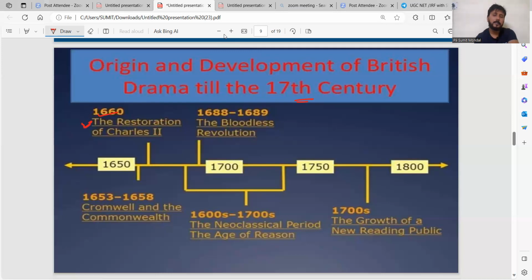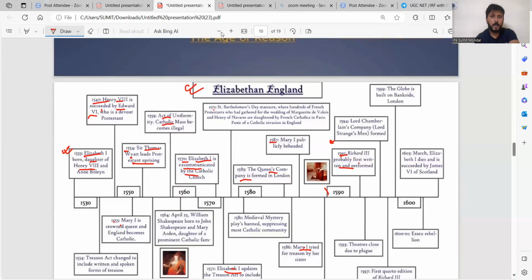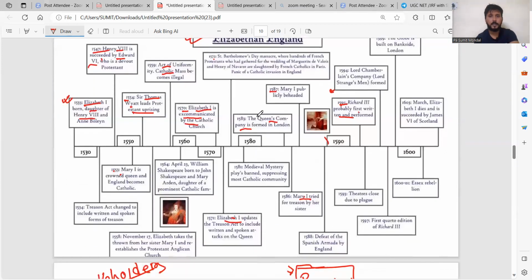Before that, till 1630, you can see from 1600 the Jacobean period. Okay, then there was a lacuna, you can see, and then definitely the Restoration period started. So I was trying to explain this trajectory, what happened in the 16th century. Okay, what are the major events in Elizabethan England from 1530 to 1600.